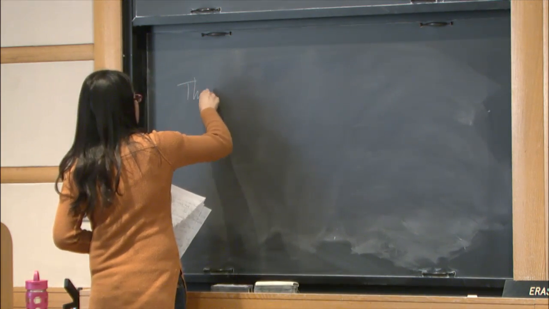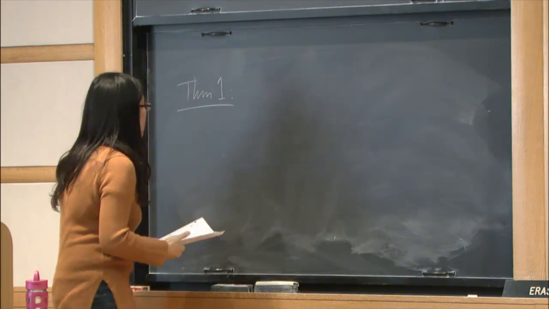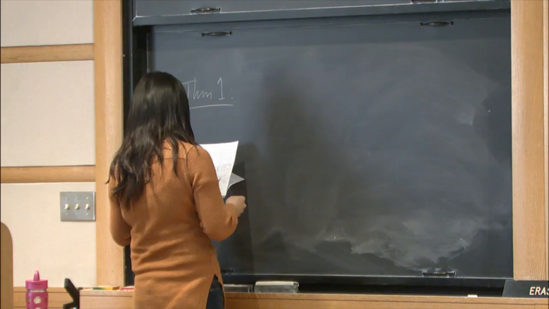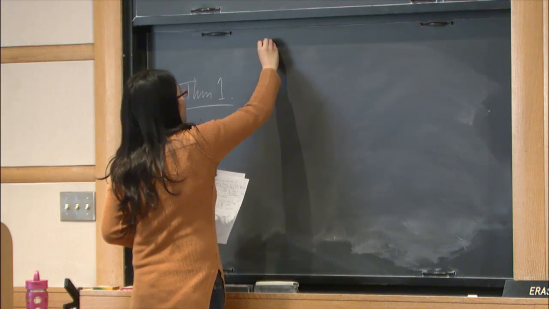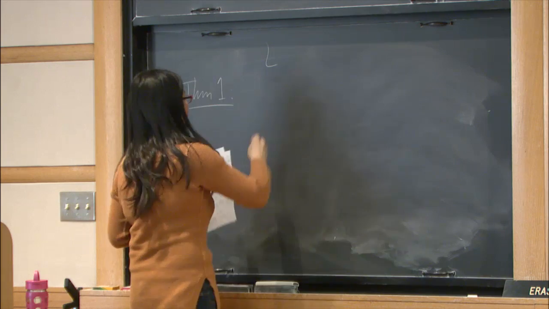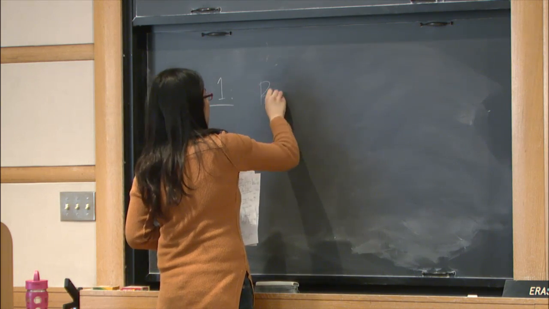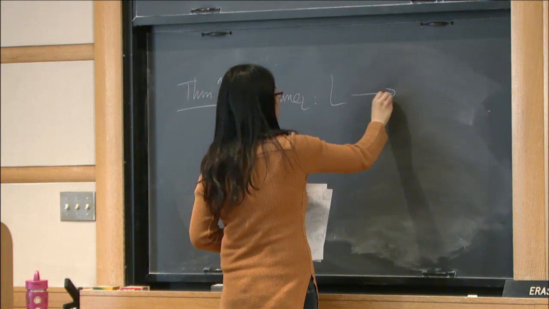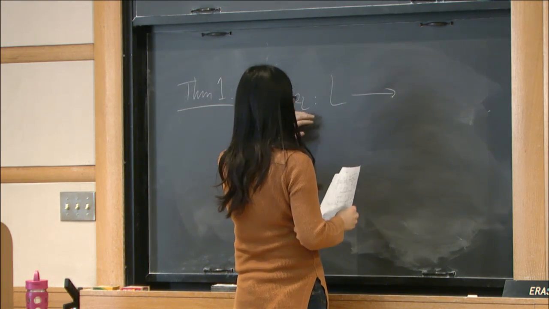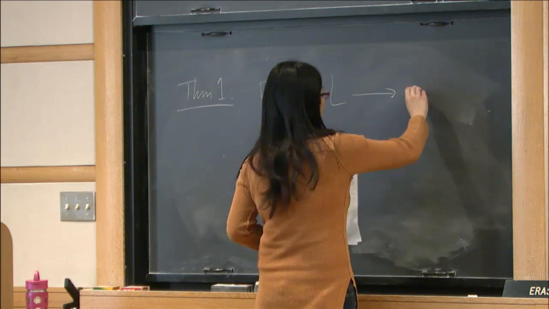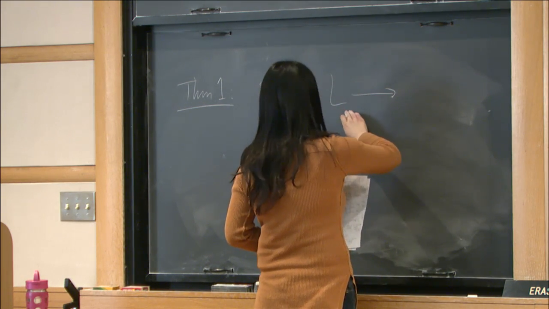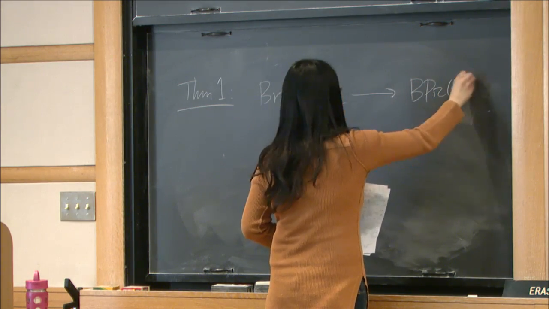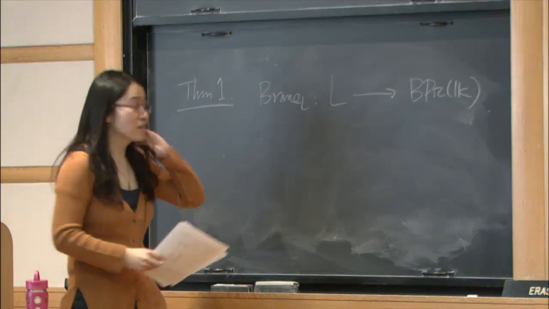Theorem 1. This is joint work with David Schumann. For this theorem, for any locally constant sheaf of categories Brane L with fiber mod K, the sheaf admits a classifying map from L to BPK.